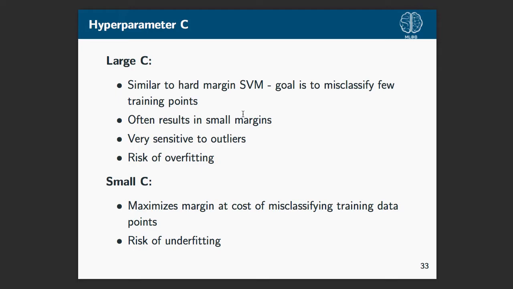On the other hand, if you choose a very small C, you're basically giving the model much more freedom to misclassify points. Basically, that allows the decision boundary that you choose to be much more generalizable, but as a result, it probably won't have as much accuracy.